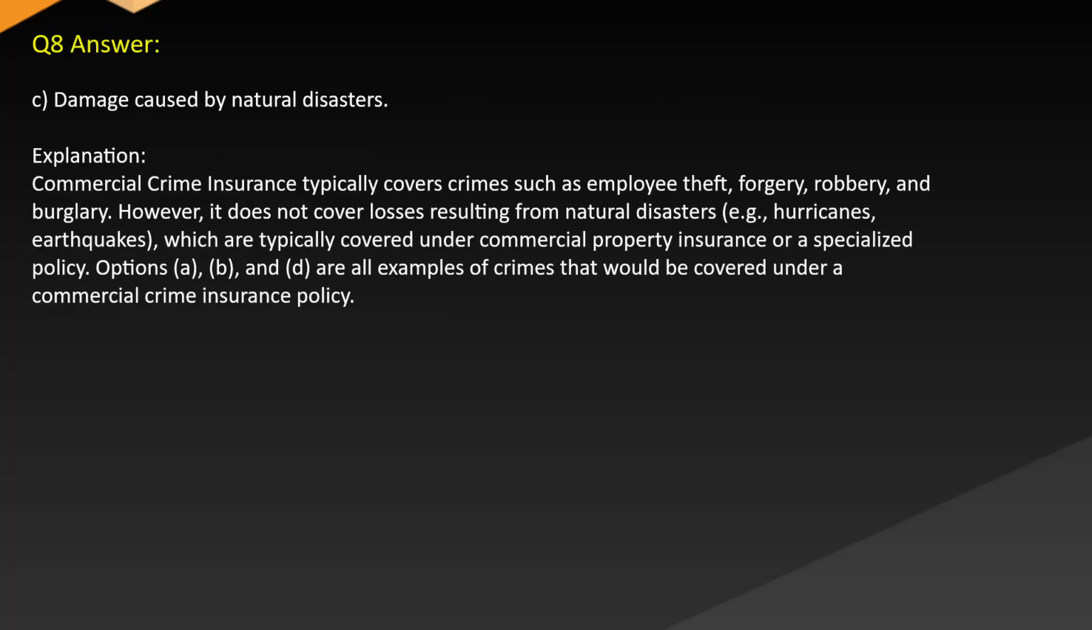Answer: C. Damage caused by natural disasters. Explanation: Commercial crime insurance typically covers crimes such as employee theft, forgery, robbery, and burglary. However, it does not cover losses resulting from natural disasters, e.g. hurricanes, earthquakes, which are typically covered under commercial property insurance or a specialized policy. Options A, B, and D are all examples of crimes that would be covered under a commercial crime insurance policy.